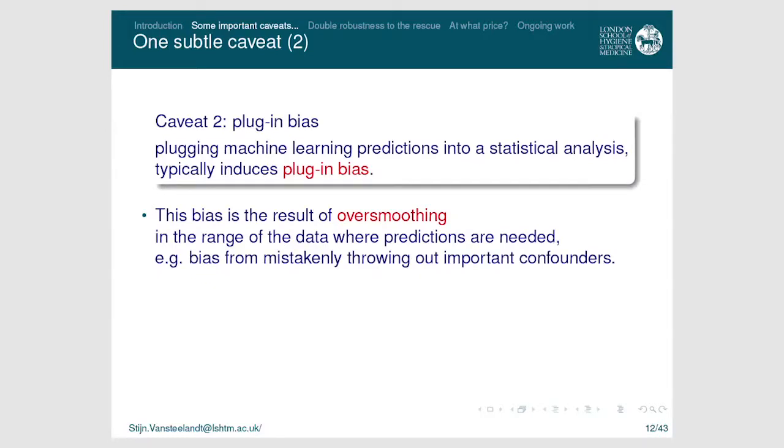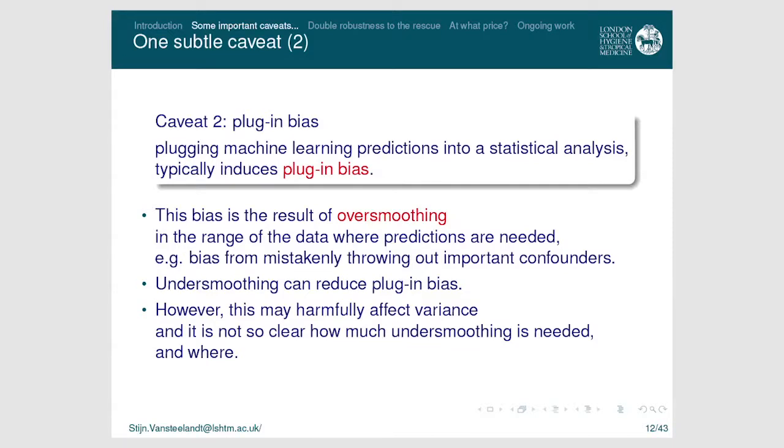A very related problem is that in the analysis, it may be very likely that we kick out important confounders, maybe variables that are not so helpful to give us good predictions, but variables that are really very important to adjust for in the evaluation of treatment effects. There could be variables that are very strongly associated with treatment and more weakly associated with outcome. Well, machine learning algorithms are not going to pick those up, but they are really essential to do a good confounding adjustment.